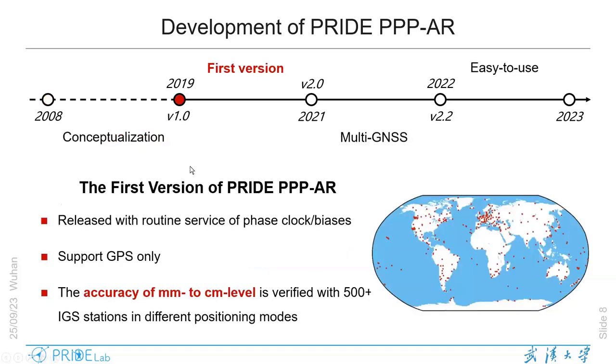At the 2018 IGS workshop, we announced our plan to produce open-source software and accompanying services dedicated to PPP-AR. And the first version of our software was available on GitHub in 2019. Although it only supported the GPS constellation at that time, we performed thorough and extensive testing using data from over 500 IGS stations throughout 2018 to validate its accuracy at the millimeter to centimeter level. You can still find this paper in GPS Solutions.